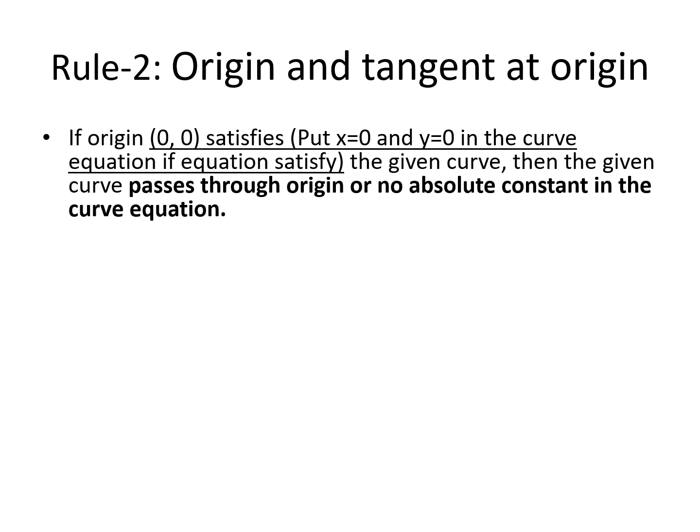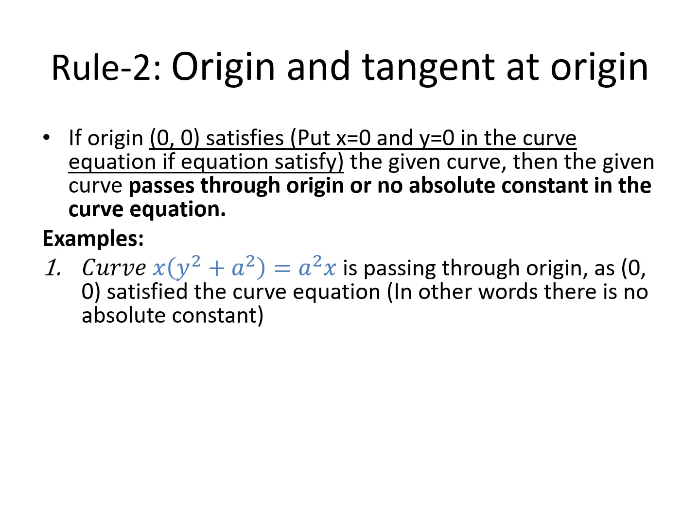What is the meaning of absolute constant? That means your equation contains a term which is purely constant, not multiplied or divided by any variable. So for example, the first example is x(y² + a²) = a²x. Here if we put x = 0 and y = 0, then the LHS is equal to the RHS, that is both are 0. Hence your curve is passing through the origin.